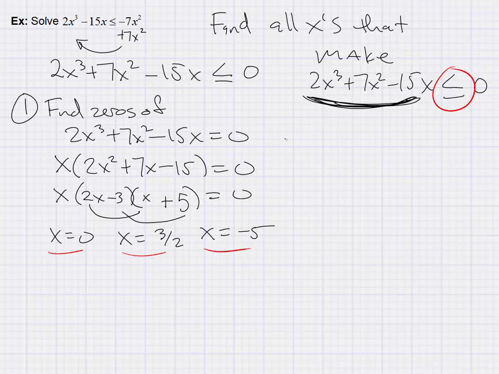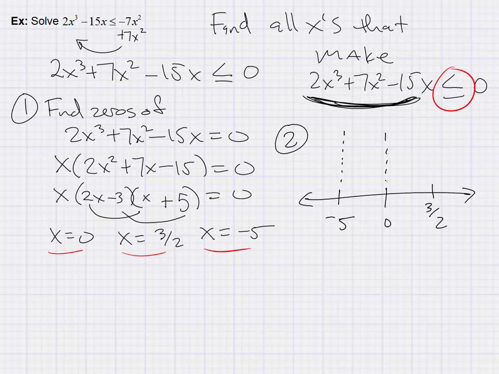So the next thing you're going to do is set up a number line. Place these values that you just found on the number line. So here's negative 5, here's 0, here's 3/2. It doesn't have to be very accurate. What you just did is you divvied your number line up into 4 intervals. This would be interval 1, this would be interval 2, this would be interval 3, this would be interval 4.